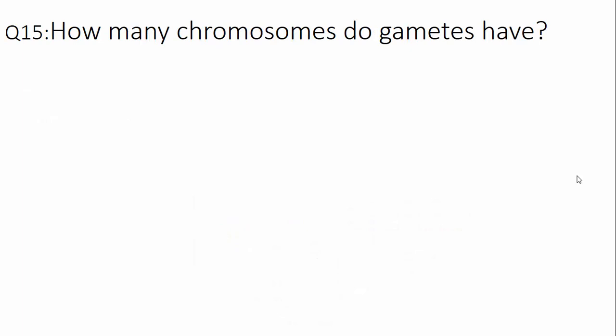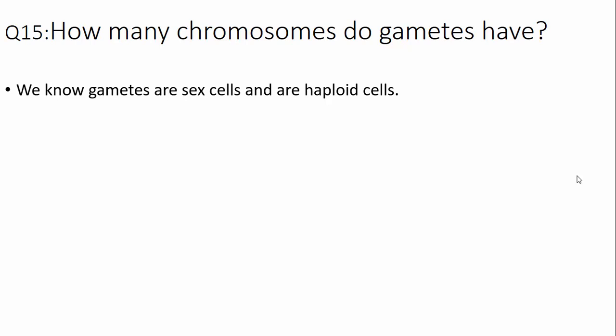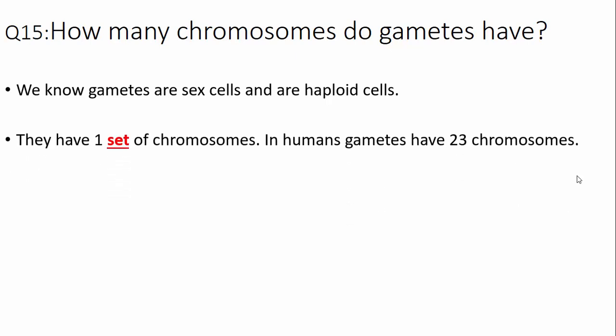Number 15, how many chromosomes do gametes have? Well, we know gametes are sex cells, and because they are sex cells, we know they are haploid cells. They contain half the number of chromosomes. They have one set. This doesn't mean they have one chromosome. They have one set of chromosomes. So in humans, gametes have one set of chromosomes, and that would be 23 chromosomes. And half of 46 is 23. We have 46 chromosomes. If you're wondering how we got 23, all we did was take half of 46.